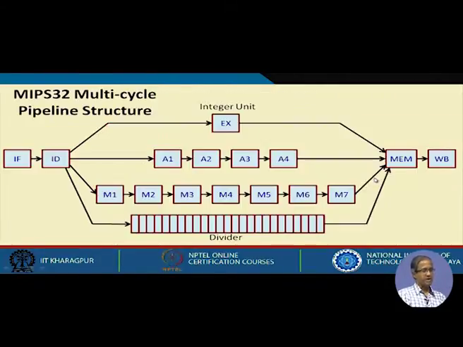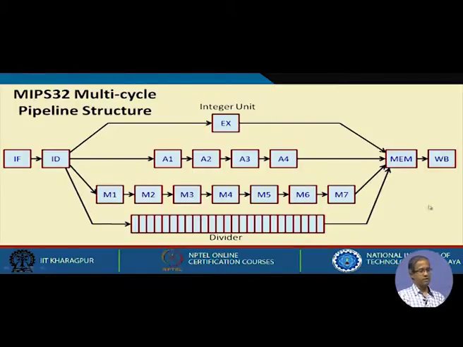So, our architecture looks like this. These are the pipeline stages: IF, ID, MEM and WB are here, and these are the EX stages. The integer unit has a single EX, for floating point addition there are 4 stages, for floating point multiplication there are 7 stages, and division is a single stage, but with a delay of 25. So, it is non-pipelined.